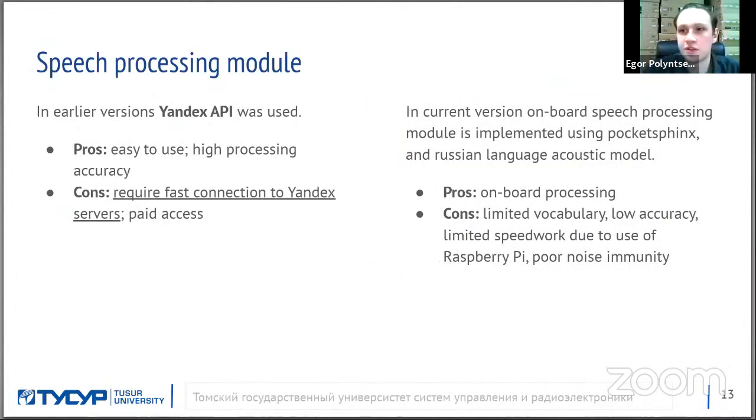The speech processing module was for the first time implemented using the Yandex API. It is a very good tool for speech processing, but it requires a fast internet connection to Yandex servers, and also you should pay for using it. And that's why, while demonstrating the robot, we often do not have an internet connection. That's why we decided to develop an onboard speech processing unit. For it, we used the Pocket Sphinx library and a Russian language acoustic model. This works on board, but there are a lot of limitations connected with the vocabulary size, the speed of work, and accuracy, and so on. Raspberry Pi is not so powerful a processing unit. That's why there are lots of limitations for speech detection, but we are working on it.